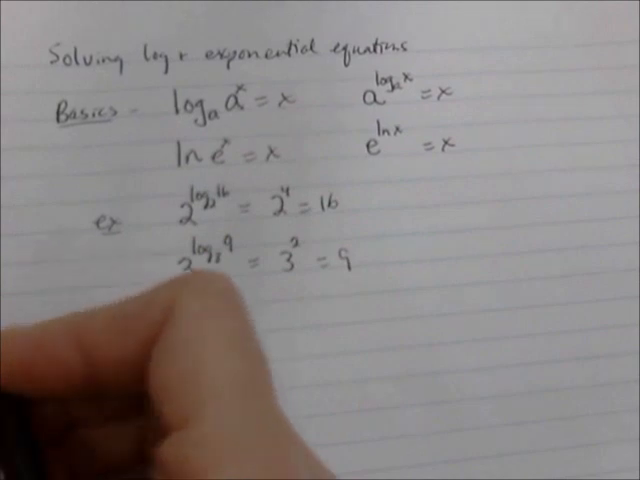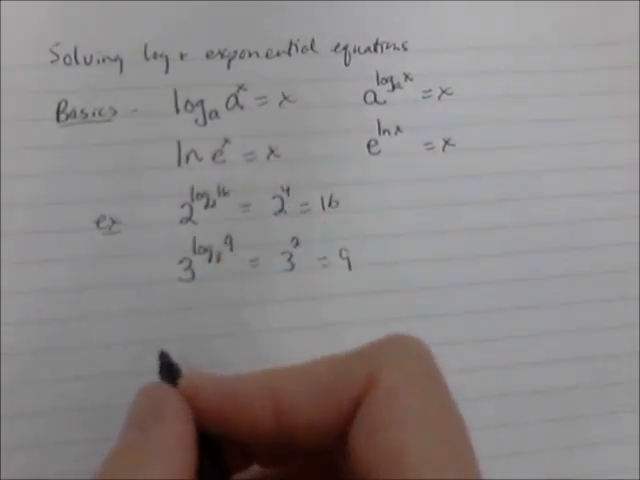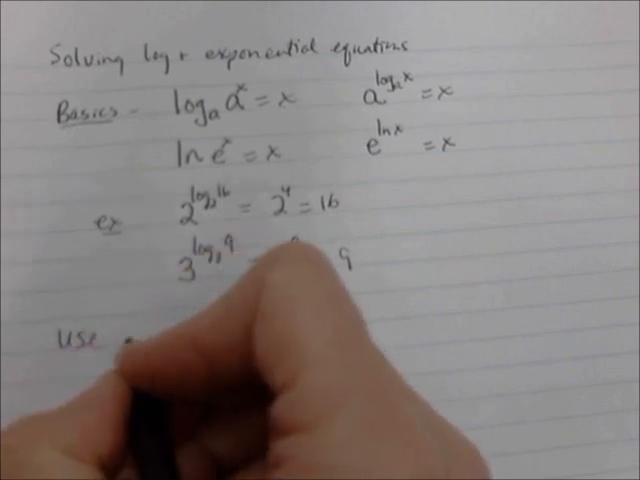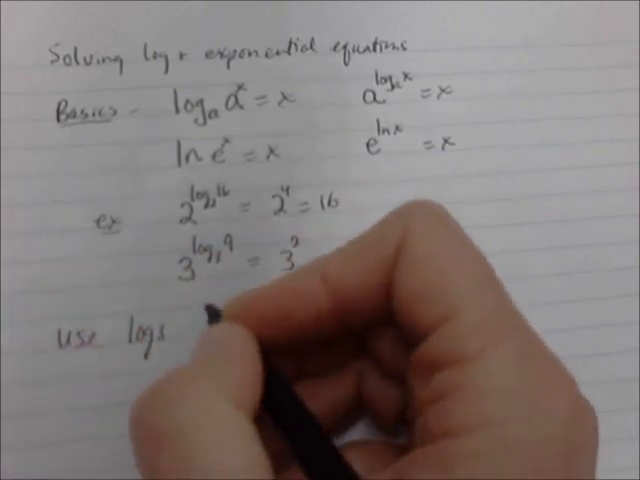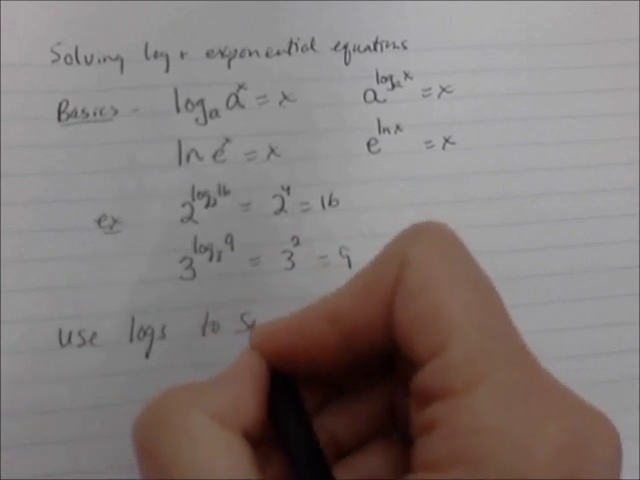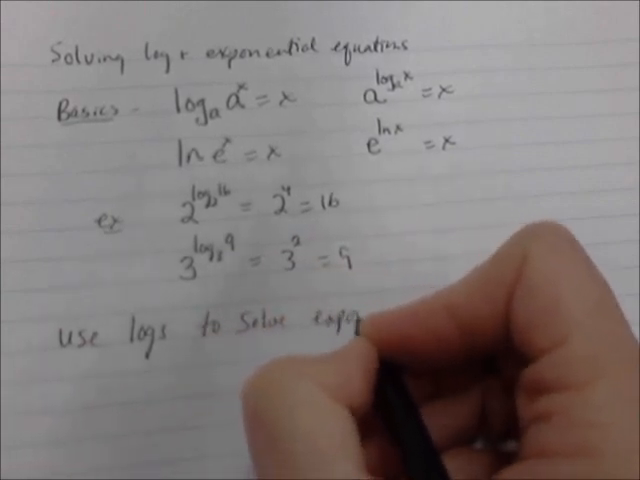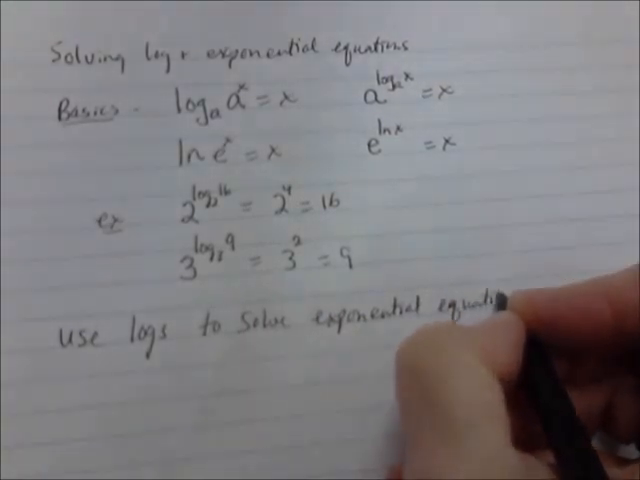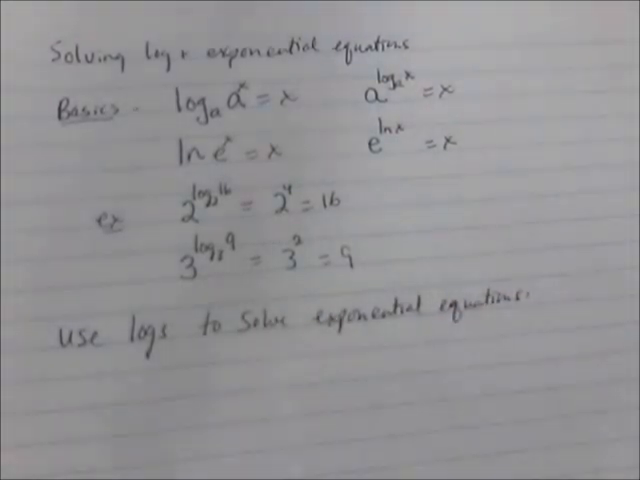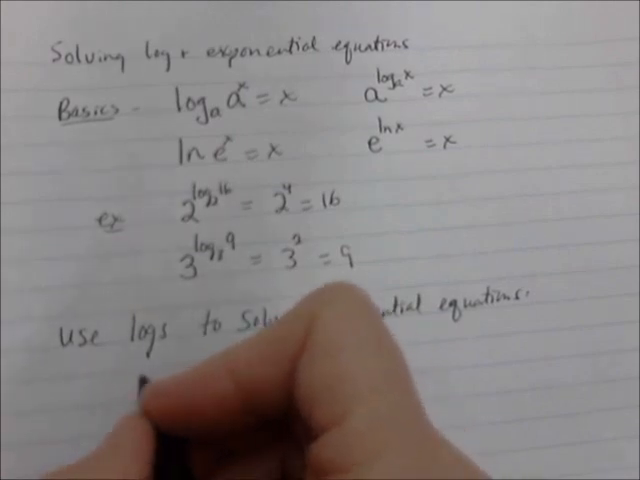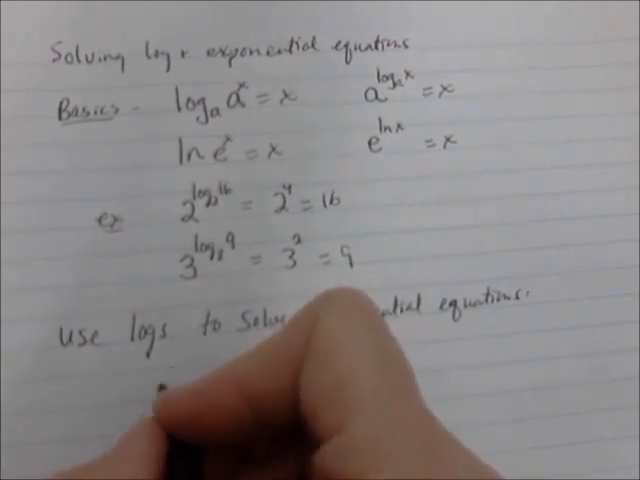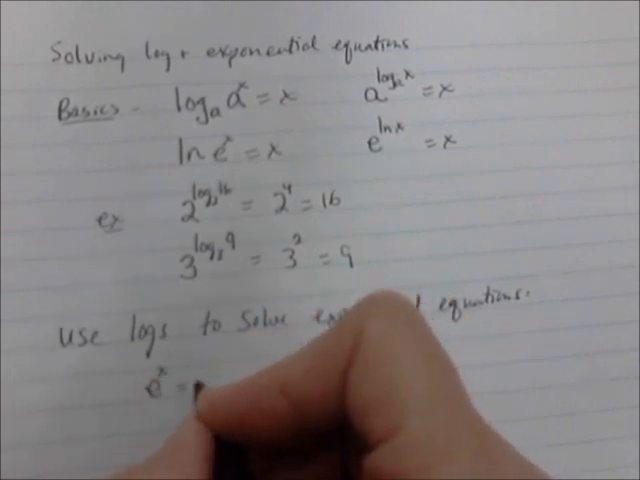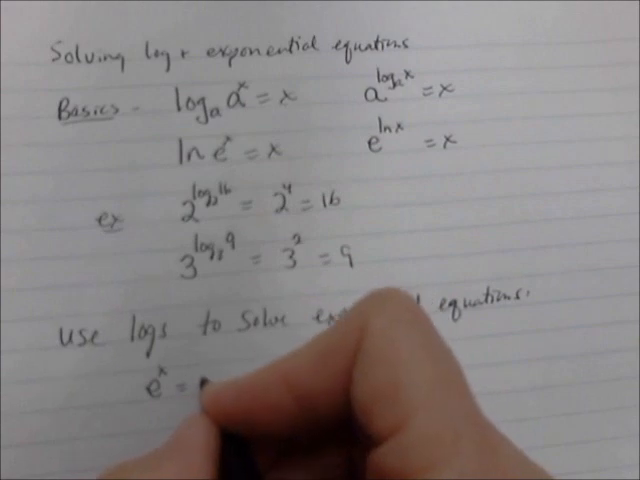So we're going to use some of these basics to solve an exponential equation. But what we do is we use logs to solve exponential equations. An exponential equation looks like this. The most basic of all basic kinds is something like e to the x is equal to something. Let's say e to the x is equal to 15.